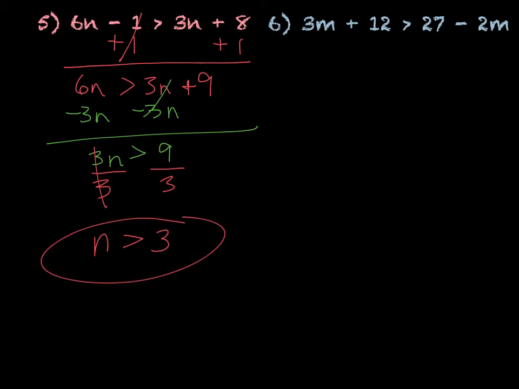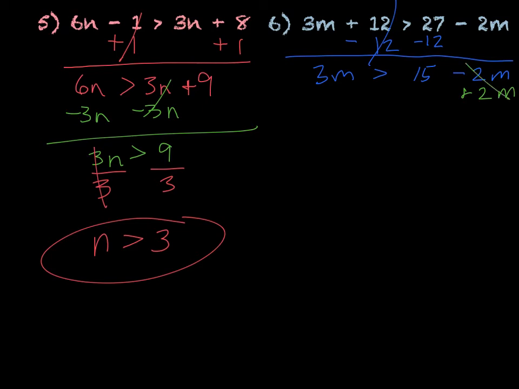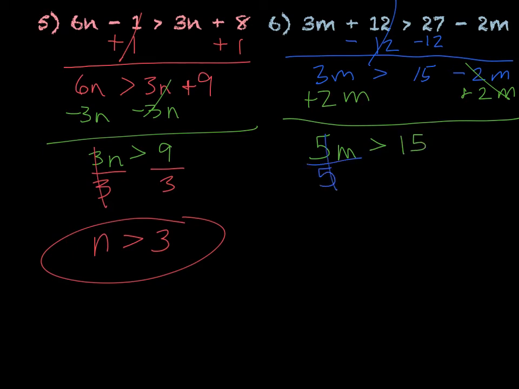Next problem, we have 3m plus 12 is greater than 27 minus 2m. So subtract the 12 from both sides. 3m is greater than 27 minus 12 is 15 minus 2m. Put the m's on the same side, plus 2m plus 2m. 3 plus 2 is 5m is greater than 15. So then I'm going to divide by 5, both sides. So I have m is greater than 15 divided by 5 is 3.